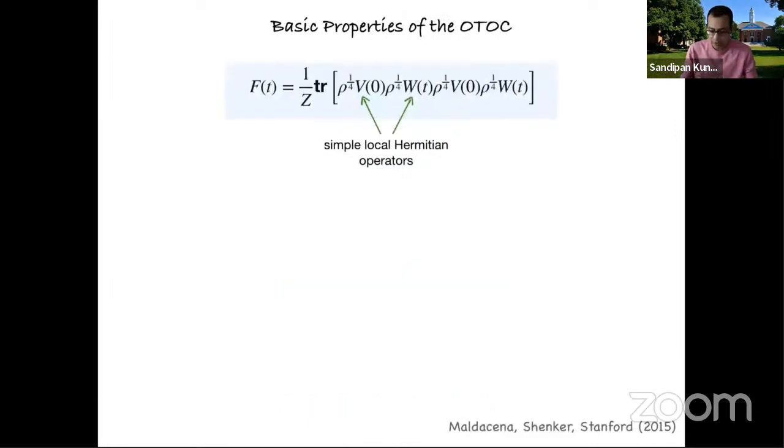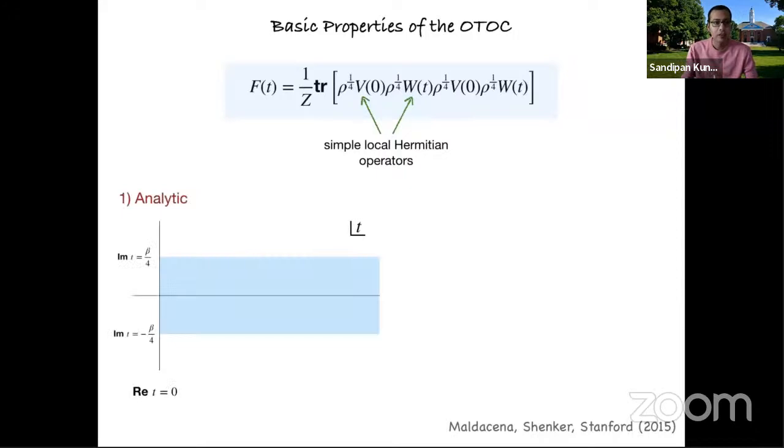So again, this is the same OTOC that I showed in the beginning. V and W are simple local Hermitian operators. Just from the definition, one can show that the OTOC must be analytic as a function of complex t in this infinite half strip. This strip is between imaginary time beta over 4 and minus beta over 4, and it extends for real t to infinity. So that's the first property.